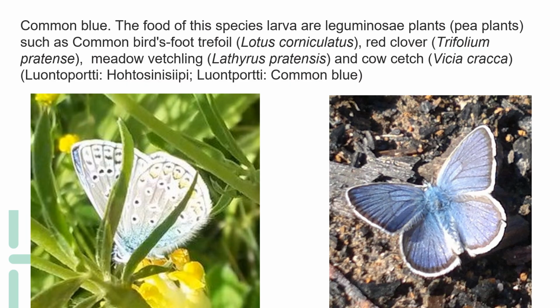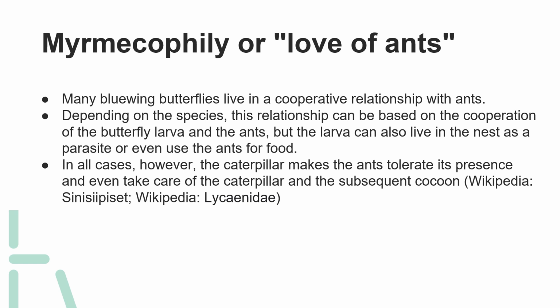Butterfly common blue. The food of this species' larvae are leguminous plants, pea plants, such as common bird's foot trefoil, red clover, meadow vetchling, and cow vetch. And this butterfly lives in cooperation with ants. This love of ants is called myrmecophily. Many of these blue-wing butterflies, so those who are blue, they live in a cooperation relationship with ants.